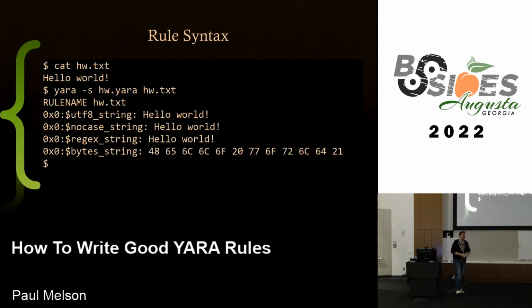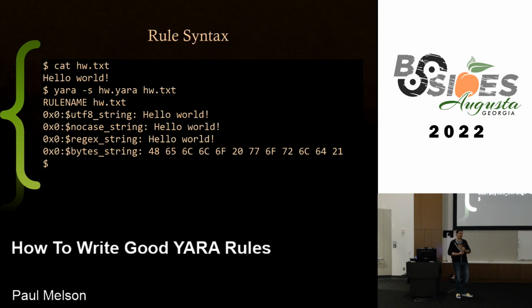And this is what it looks like when we run it. So our test file is hw.txt, says hello world. That rule we were just looking at is hw.yara, which is our hello world rule. Run it against it, you can see the match. The output you get is rule name followed by file name, and that's the default output. I also added the -s switch, which is my favorite debugging switch. It just shows you all the string matches at position.